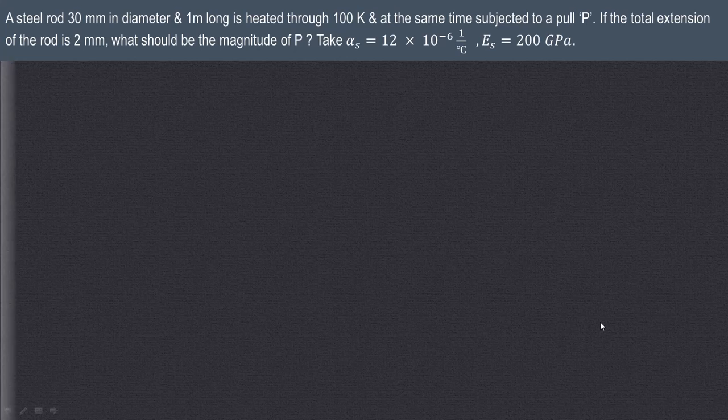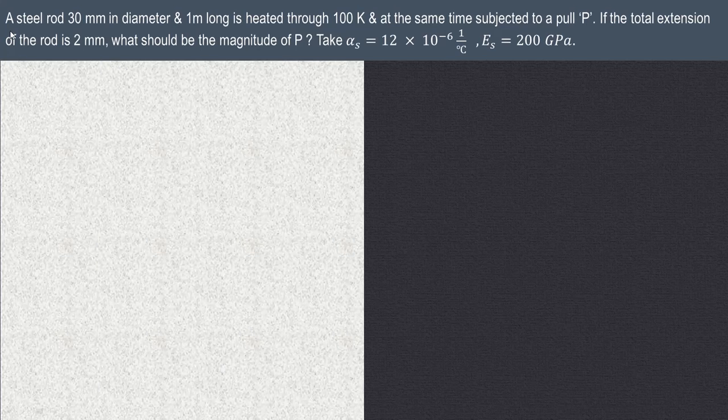Now let us solve this example. Suppose we are having a steel rod of 30 mm in diameter and 1 meter long, and it is heated to 100 Kelvin. Now temperature difference in centigrade and Kelvin is same, so there is no need of any conversion over here. And at the same time it is subjected to pull P. So not only that it is heated, but it is subjected to pull P also.